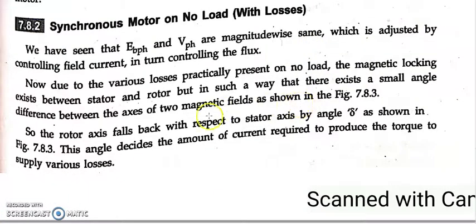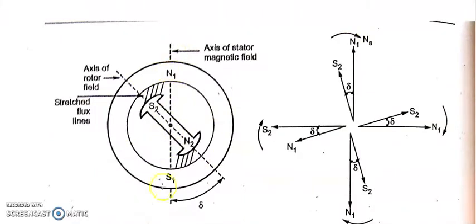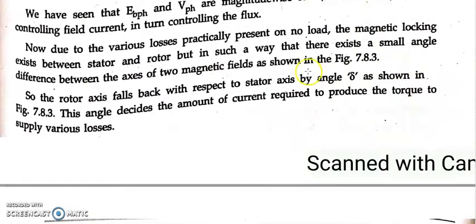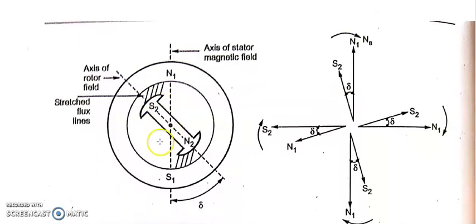Now you can see that the rotor is falling back. This is your stator axis, and this is your rotor axis. You can see that the rotor is falling behind the stator by a certain angle called delta. That's why the rotor is falling back. Always remember, the rotor axis falls back from the stator axis by a certain angle. It is called delta.